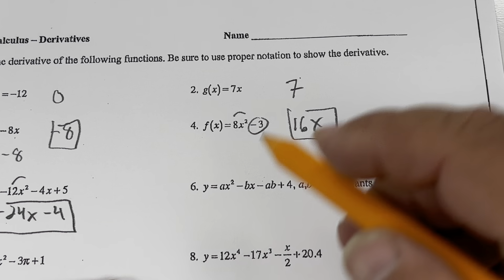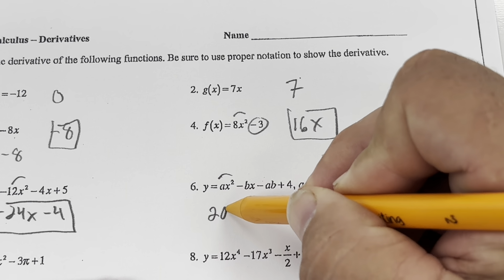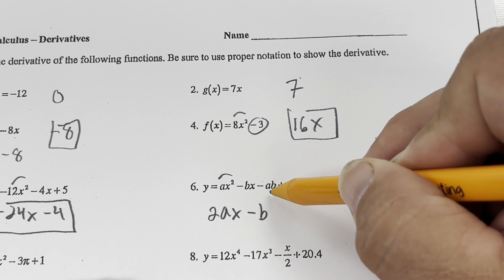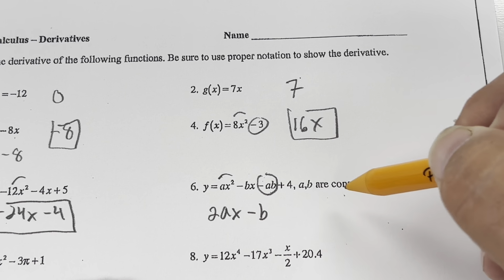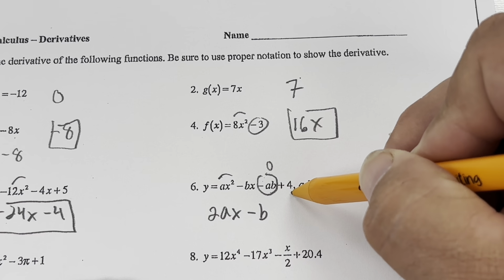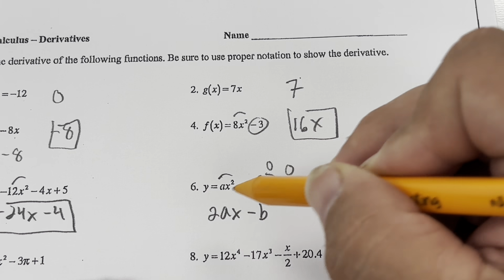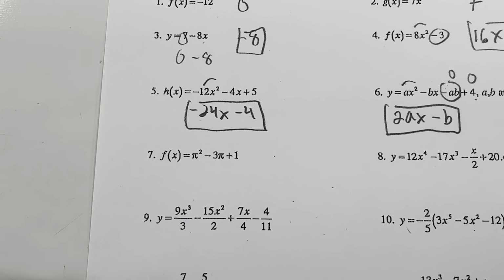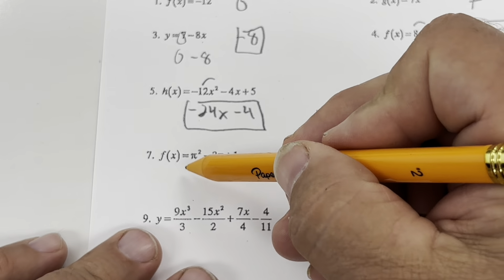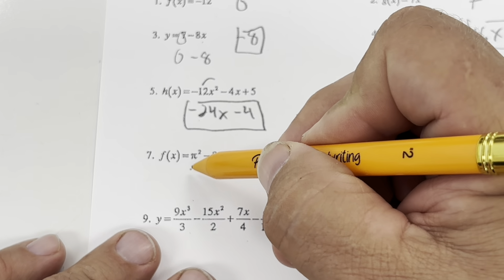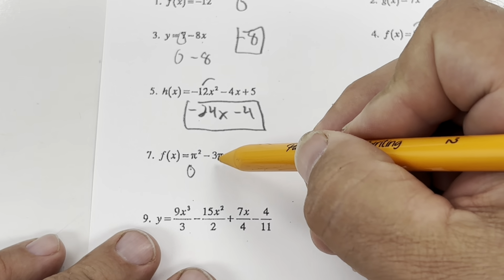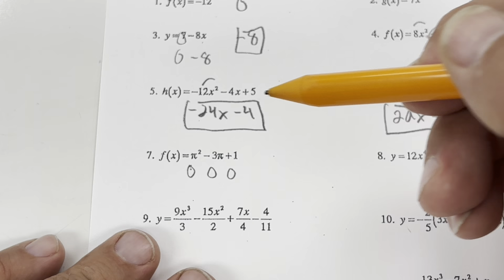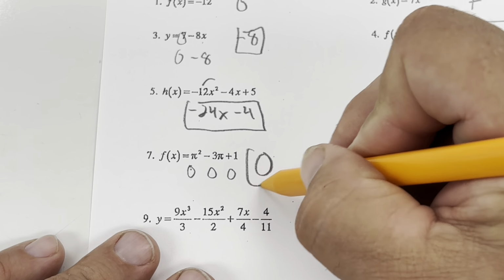Well, I'm not afraid of those letters, so that's going to be 2a times x. The derivative of negative bx is just negative b. The derivative of negative ab, if negative ab are constants, that's 0. Just like the derivative of 4 is 0. So my derivative is 2ax minus b. Pi is a constant. The derivative of pi squared is 0. The derivative of negative 3 pi is 0. The derivative of 1 is 0. That was a trick question. So it's 0.